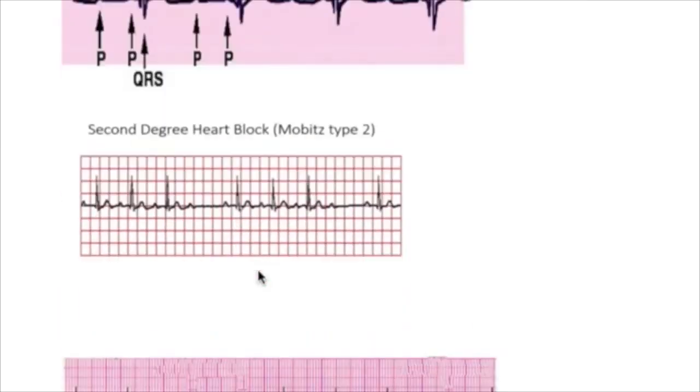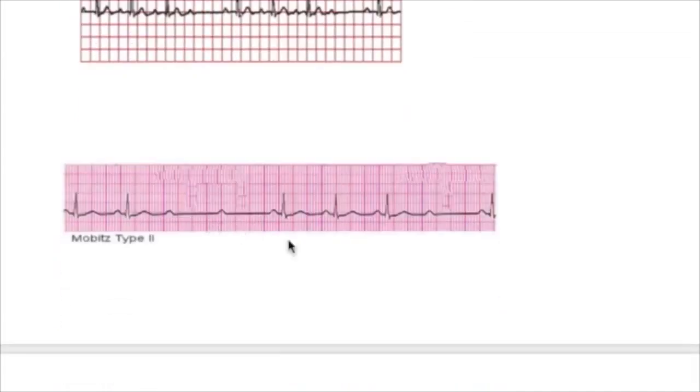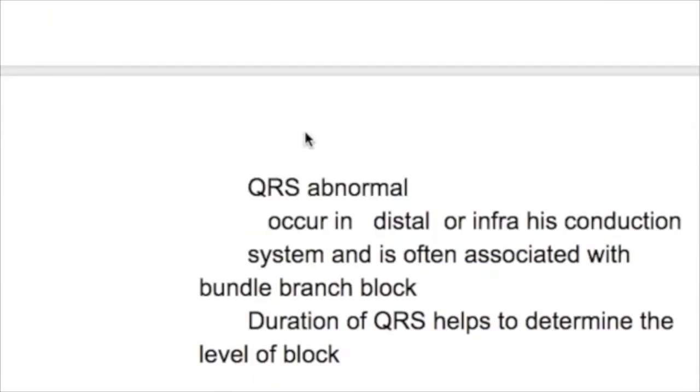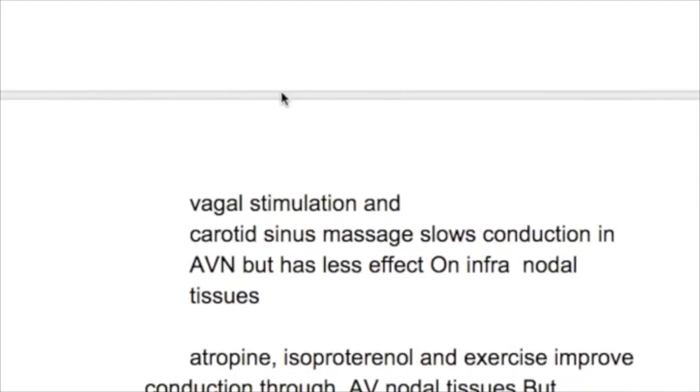This is another second degree block, type 2. Fixed PR interval and a sudden drop of the QRS. In Mobitz type 2 block, the QRS is abnormal and it occurs in the distal or infra-His bundle conduction system and is often associated with a bundle branch block. Duration of the QRS complex helps to determine the level of the block because it's wide in the distal block.